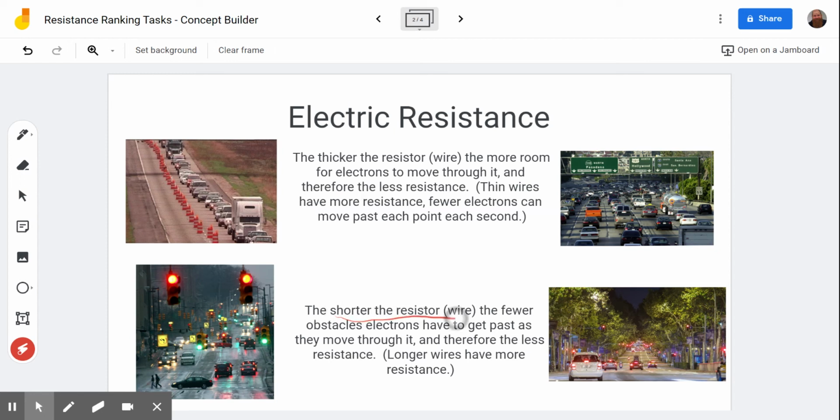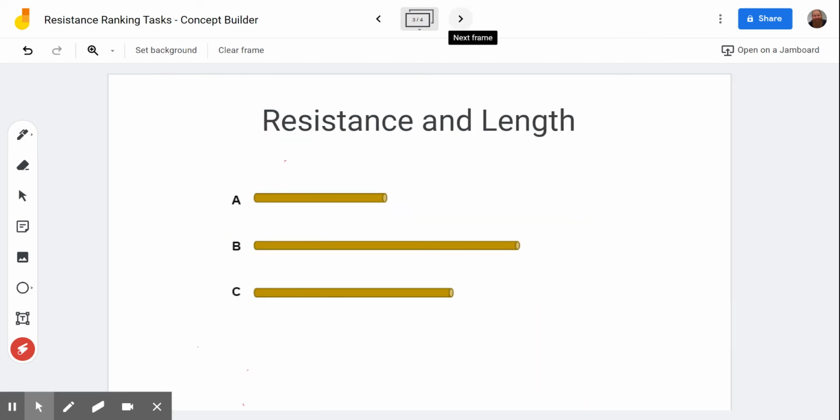So the shorter the wire, the fewer obstacles the electrons have to move through. So the shorter the wire, the lower the resistance, the less resistance it provides. So the resistor that's shorter has a smaller resistance. The opposite's true as well. The longer the wire, the more resistance. Then in the activity, you have some examples. We see a short wire, a medium wire, and a long wire. You just have to say which one has the most resistance and which one has the least resistance.